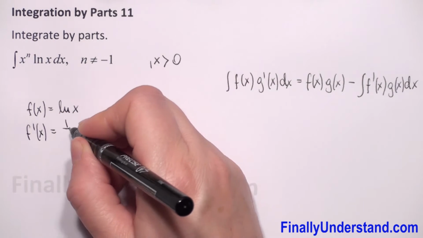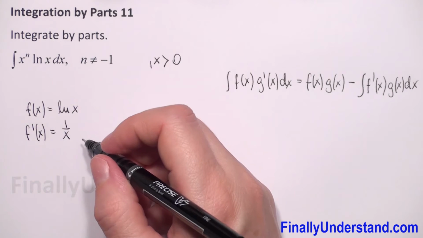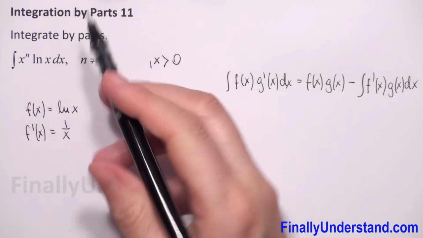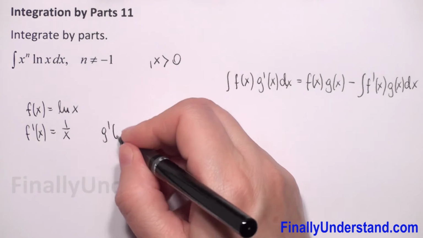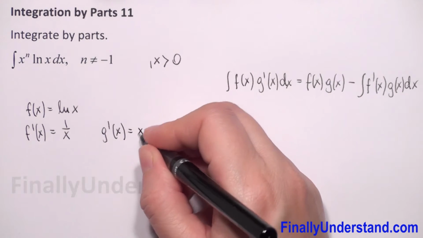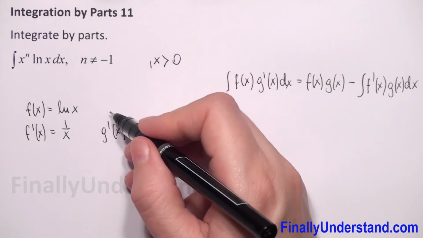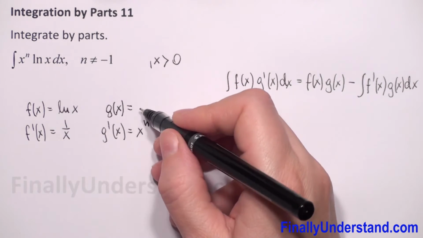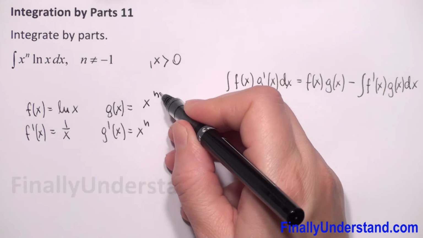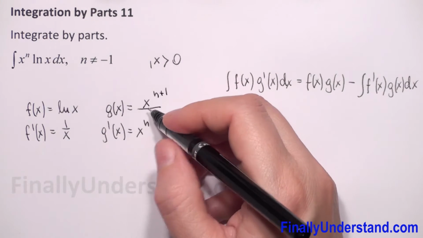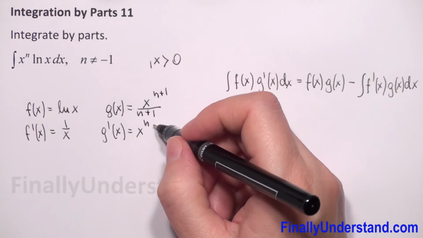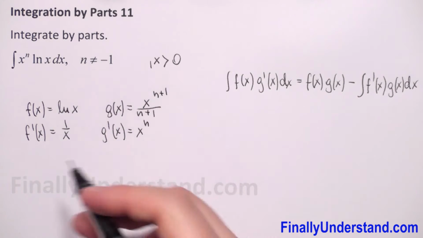This is equal to 1 over x. Next, whatever is left is our g prime. So we have g prime of x is equal to x to the power n. So the antiderivative will be equal to x to the power n plus 1 over n plus 1. So now we just have to use this formula.